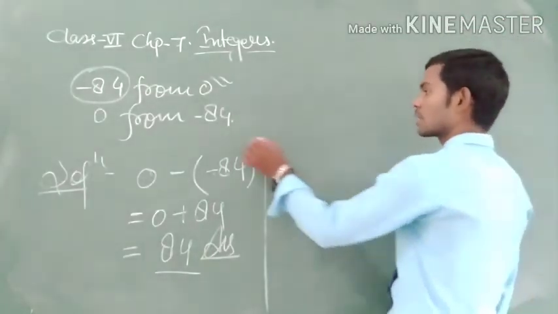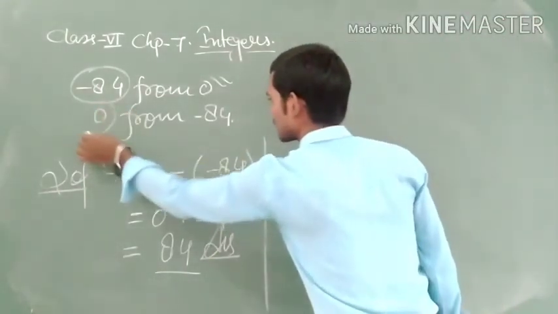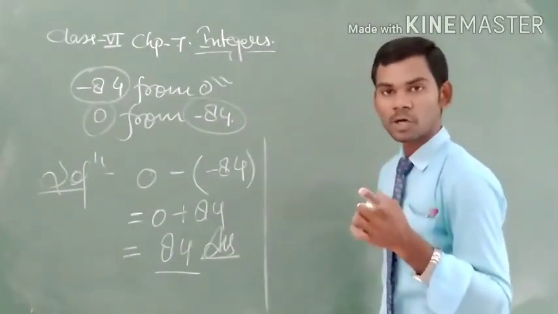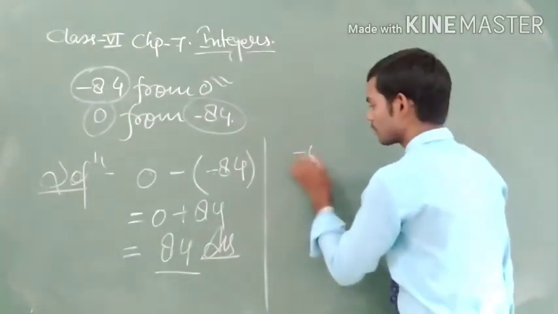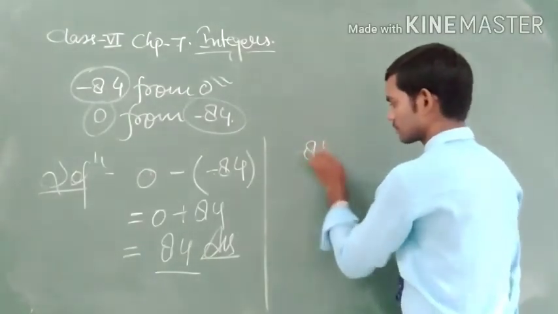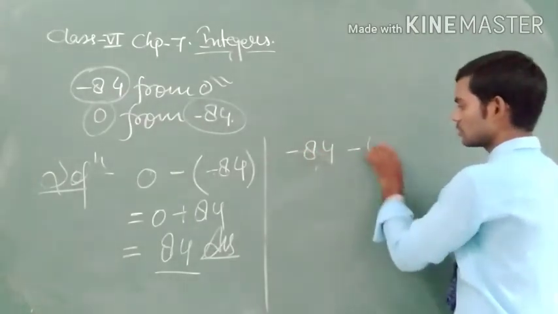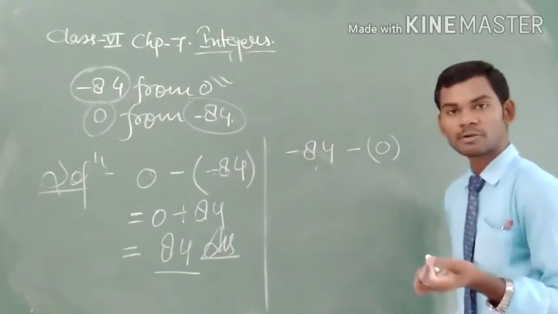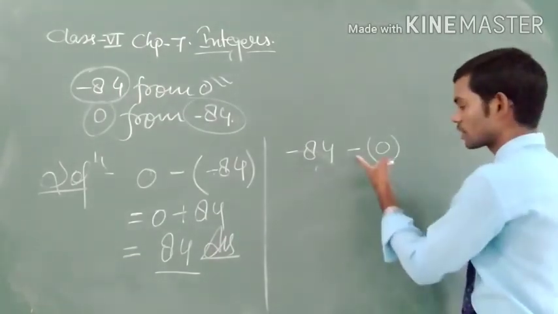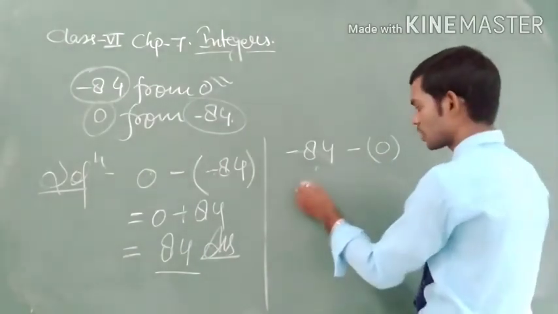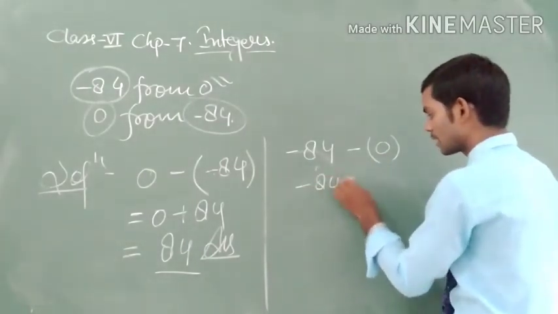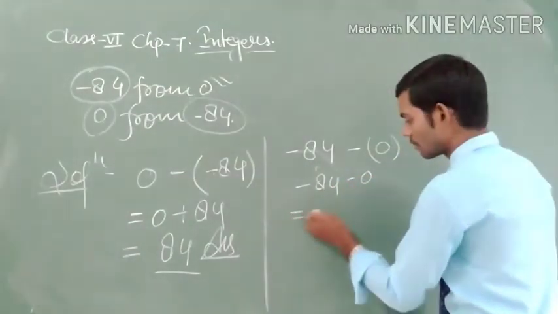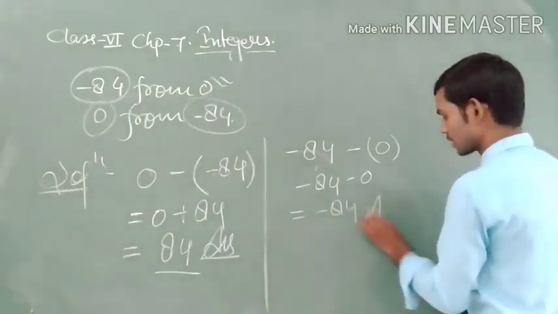Similarly, let's see the second part of this question. Here the question is we have to subtract 0 from minus 84. So in order to solve this question, first of all we shall write minus 84 at the first, and here we write 0 like this. Okay, since we know that 0 is neither a negative integer nor a positive integer, it does not matter what the sign is here. So when we solve it, we get minus 84 minus 0, and when we subtract 0 from minus 84, we get minus 84 as a result.